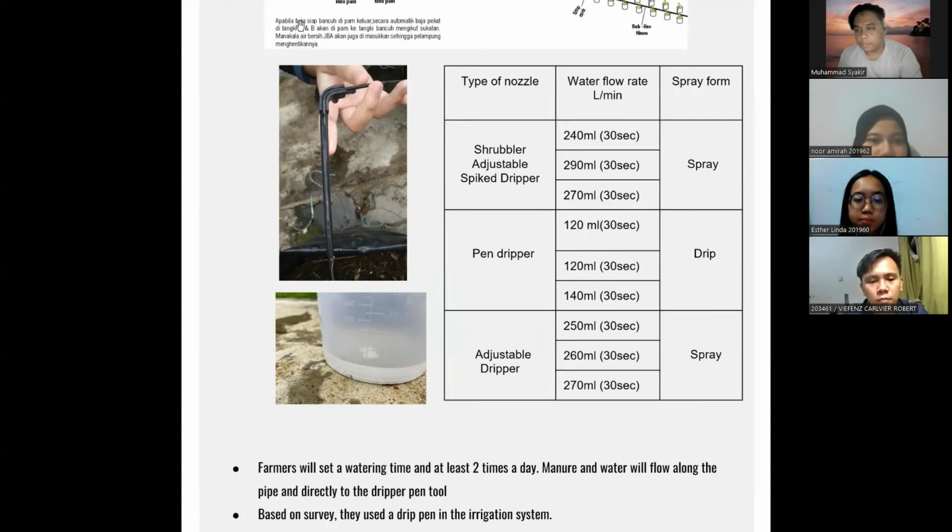You can see the second picture is the pen dripper, and the third is the chart of the water flow rate.